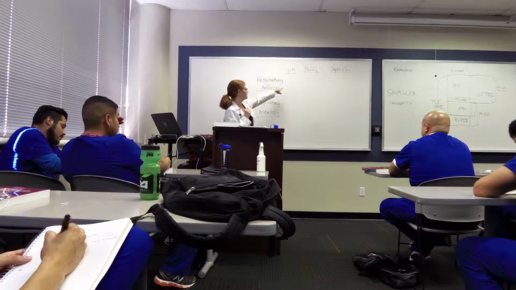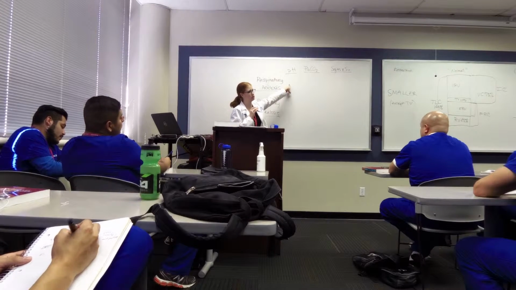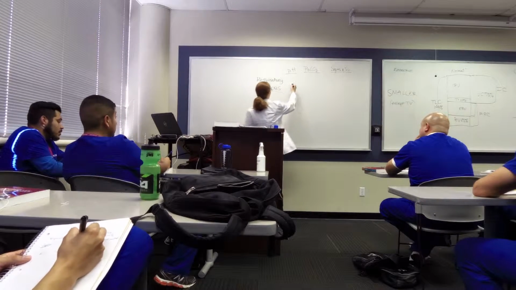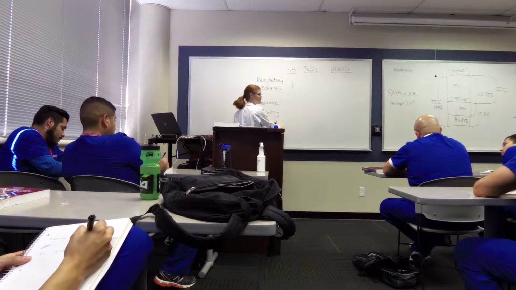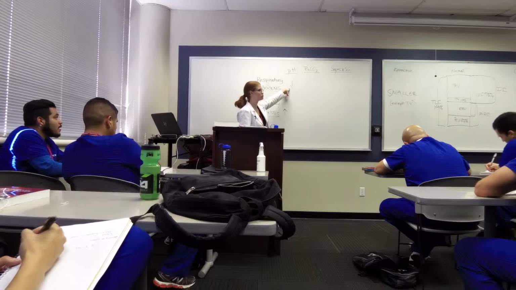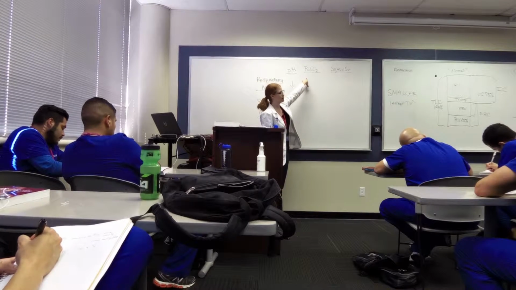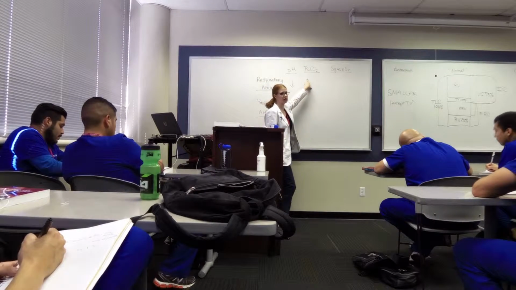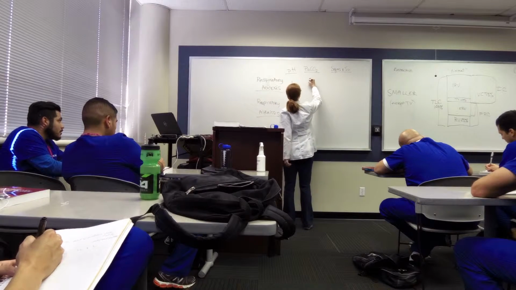Okay, so acidosis. What's the pH? Low. Alkalosis. High. So in order to have low pH, how much CO2 do we have? Too much or too little? Too much.